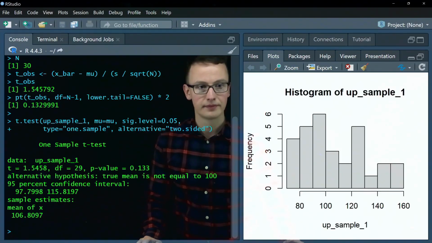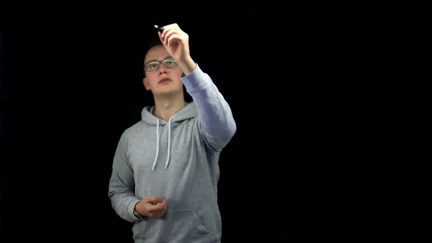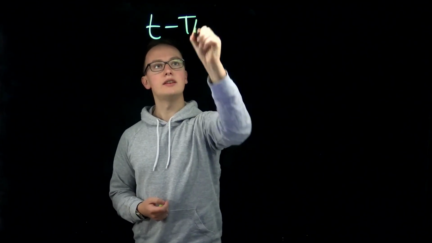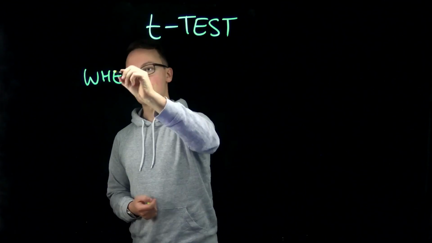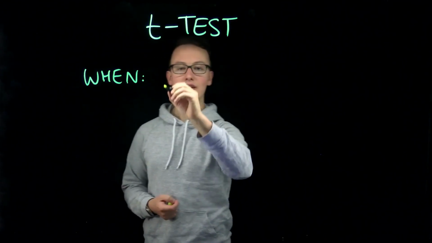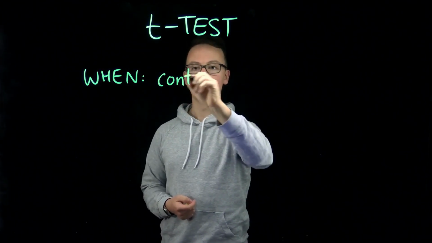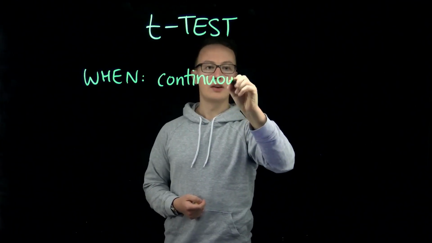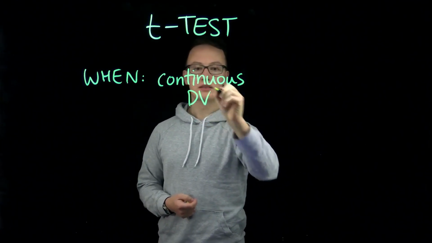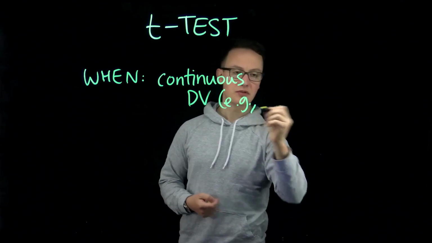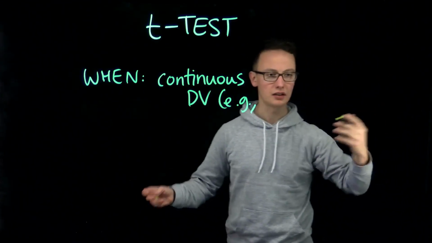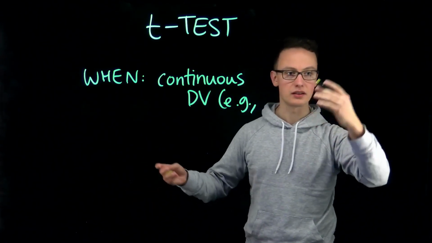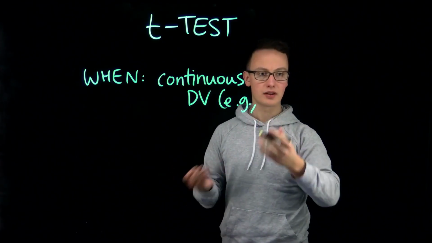Here's a quick summary on when to use the t-test. So the t-test is useful exactly in those cases where we have a continuous dependent variable, right? So in our example, we had IQ scores. These are numbers, like it could be 101, 98, 120, 87 or something, right? So these are continuous variables.